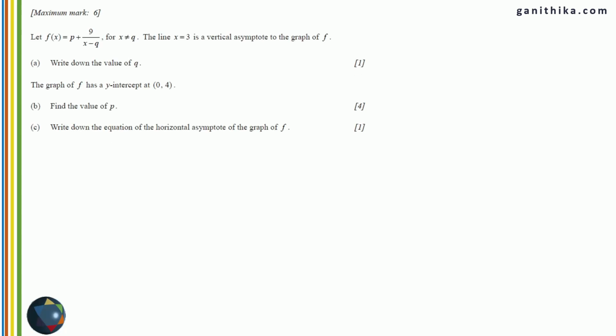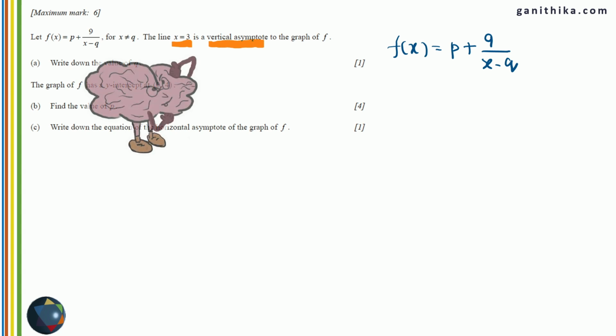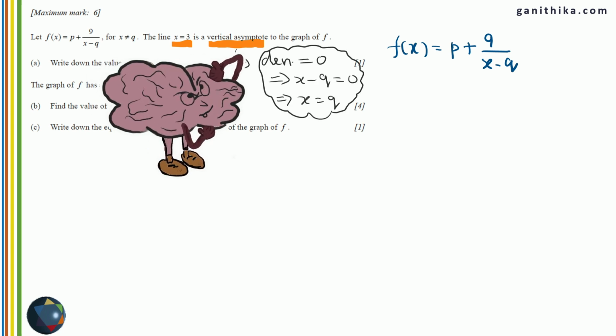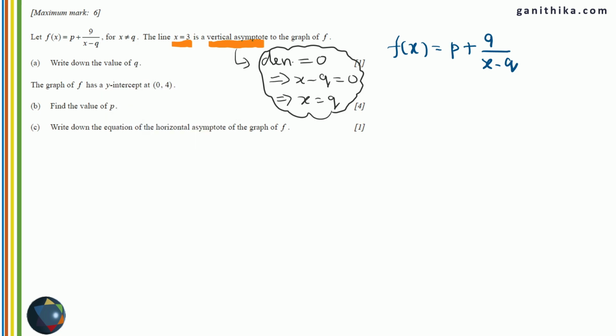So the first question, f of x is equal to p plus 9 over x minus q. Be careful about 9 and q there. 9 in the numerator, x minus q in the denominator. So this is the function given, and it's given that x is equal to 3 is a vertical asymptote for the graph f. And what is a vertical asymptote? It is when the denominator is equal to 0, which means x minus q is equal to 0, which gives you x is equal to q as the vertical asymptote.